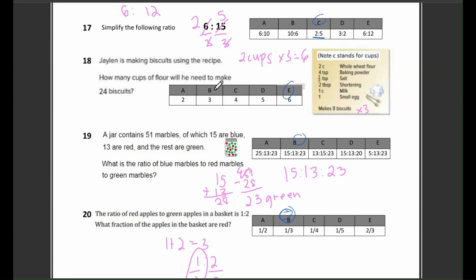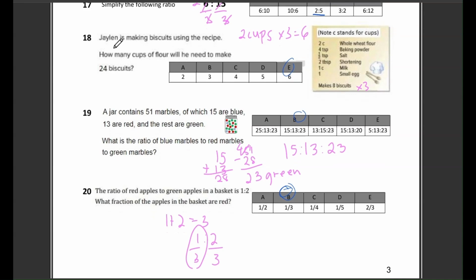Question 18. Now we have a word problem about baking. Jalen is using a recipe where 2 cups of flour make 8 biscuits. He wants to make 24 biscuits, so how many cups of flour does he need? Our options are A, 2 cups, B, 3 cups, C, 4 cups, D, 5 cups, and E, 6 cups. The correct answer is E, which is 6 cups. If 2 cups make 8 biscuits and we want 24 biscuits, well, that is 3 times the amount. So we need 3 times the amount of flour, therefore 2 times 3 equals 6 cups of flour.